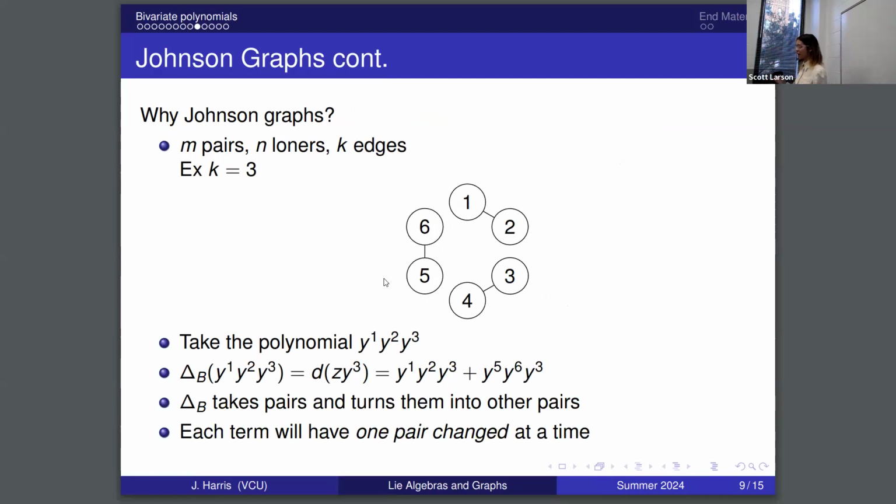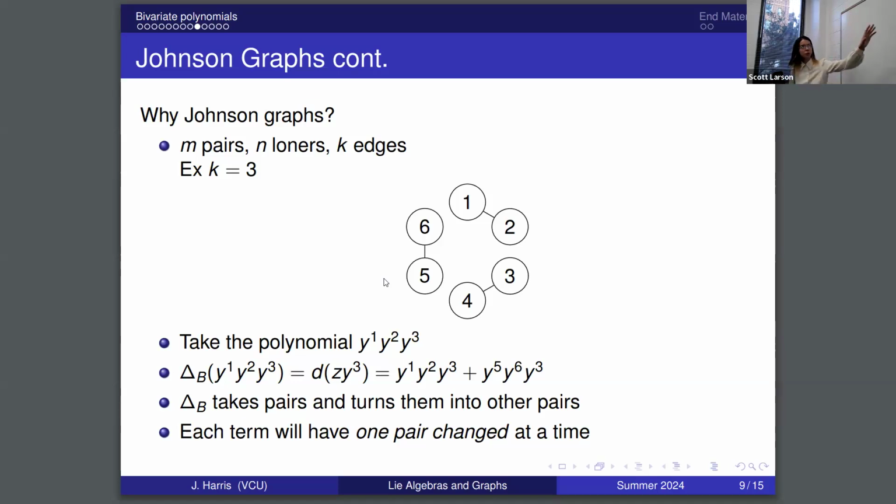Since the Heisenberg Lie algebra is very, very nice, very simple, we can split our polynomials into pairs and loners, while keeping in mind the number of edges we have. This is a bad drawing because I'm not good at text pictures. Let's take the polynomial y1, y2, y3. Going by pairs, y1, y2 make a pair since they're connected. It has one loner, y3, which doesn't have its buddy, y4.